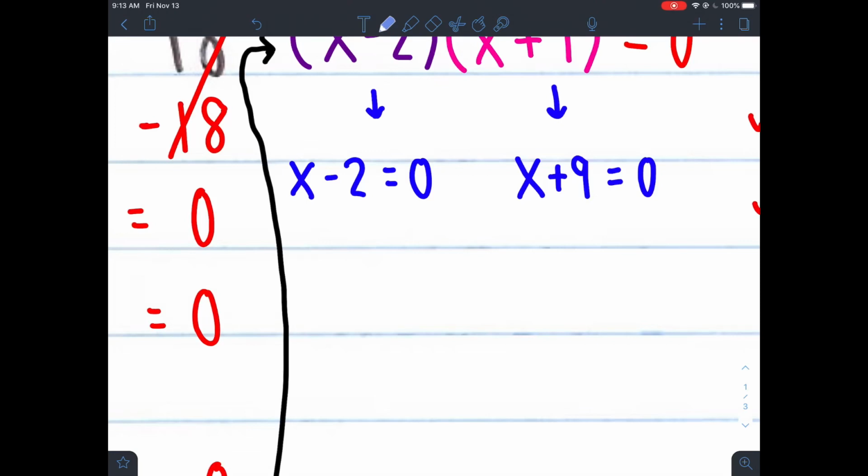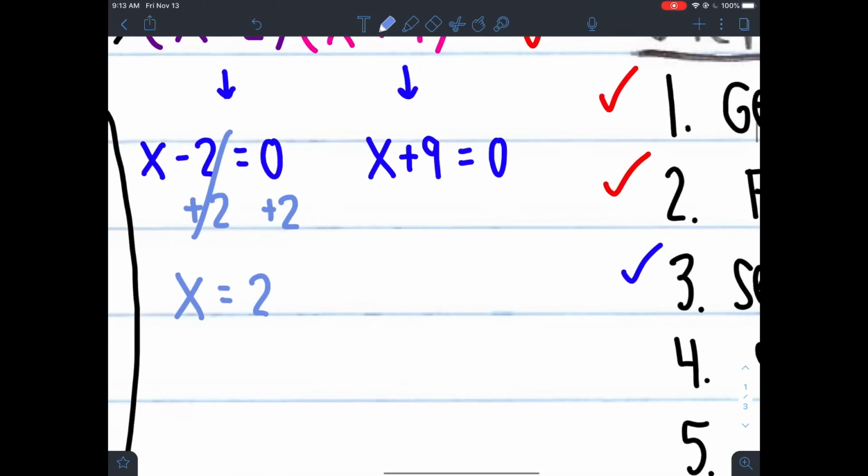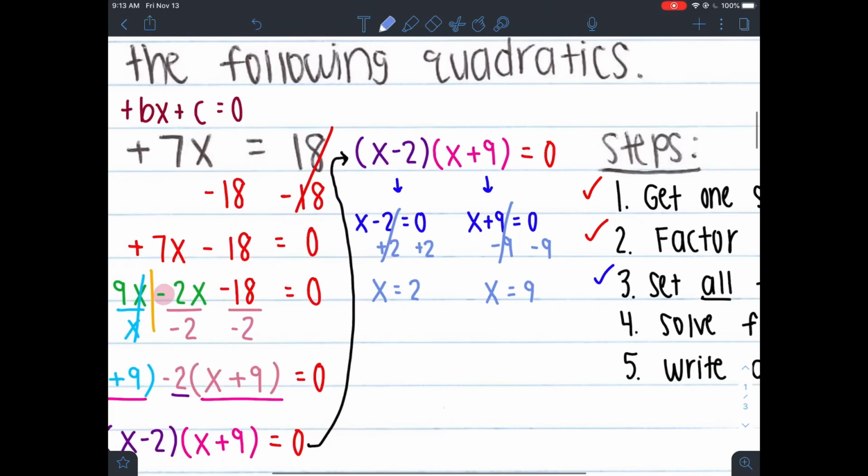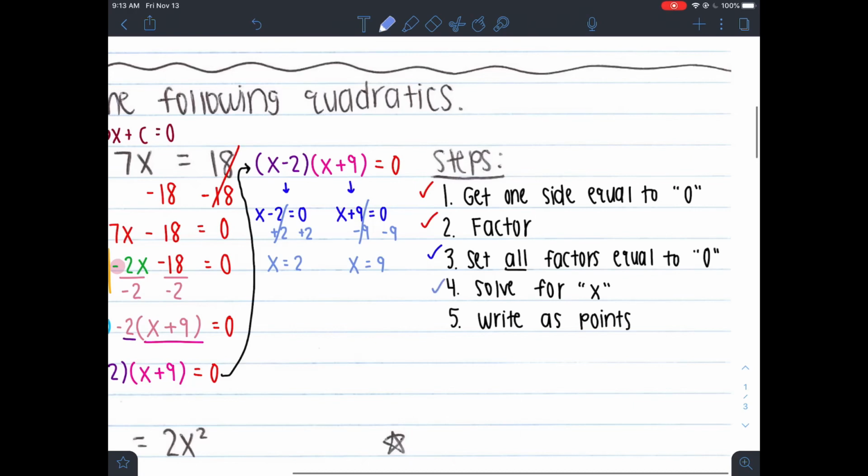In order to get x by itself on this left-hand side, I would add 2 to both sides. So I get x equals positive 2. On this right-hand side, to get x by itself, I would have to subtract 9, and I get x equals negative 9. You're like, well, what did I just solve for? I solved for x, right? I did that.